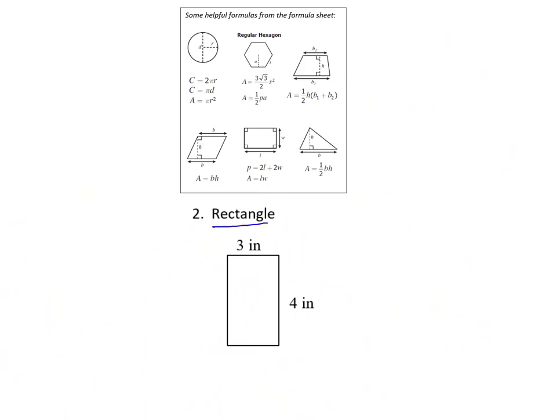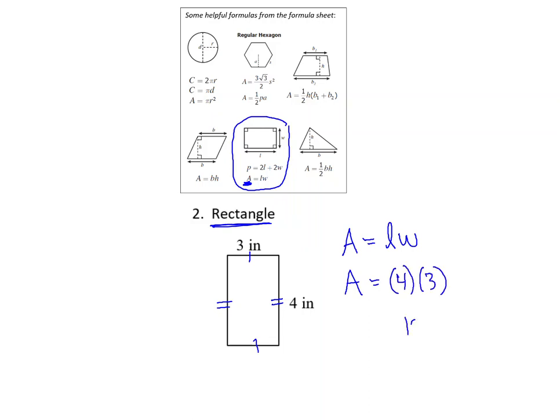Number 2, again, is a rectangle, and again we remember the opposite sides are congruent. Looking at my formula sheet, here is the rectangle, and I see capital A for area. Writing the formula, area equals length times width. So the area will be 4 times 3, or 12 inches squared. Remember, area is two dimensions, so we always use the square in the units.